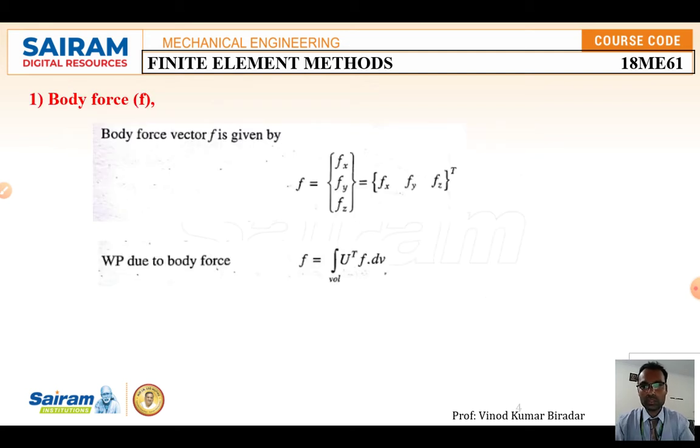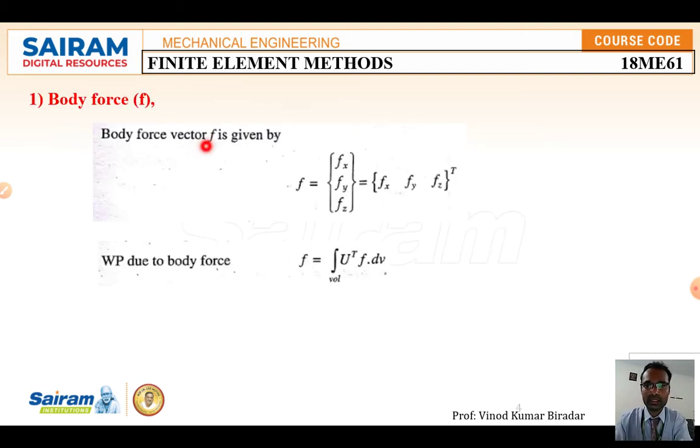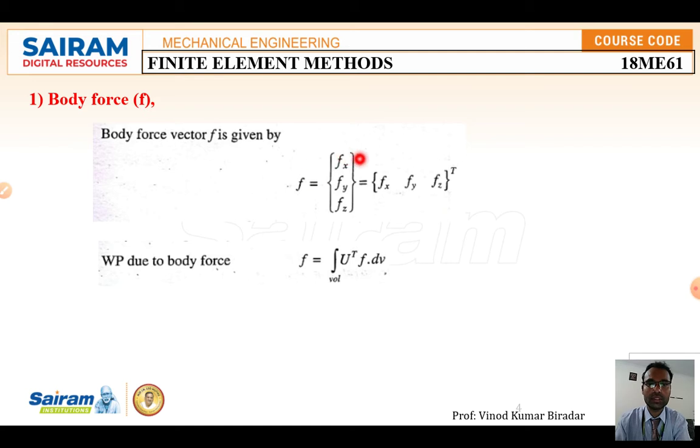Now coming to the first one, let us consider the body force. The body force vector f acting on the body has three directions, so f is equal to f of x, f of y, f of z: the force acting along the x direction, along the y direction, and along the z direction. Because of this force, a work potential takes place.